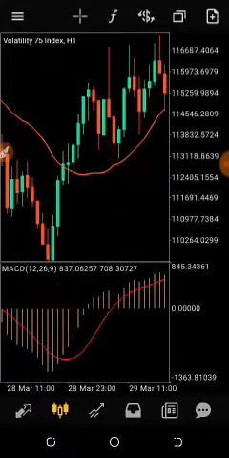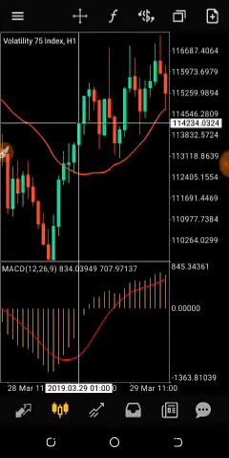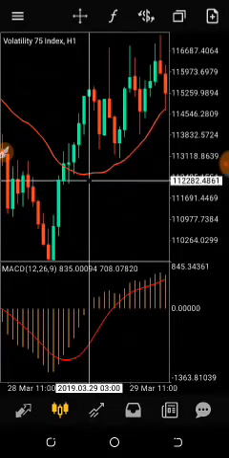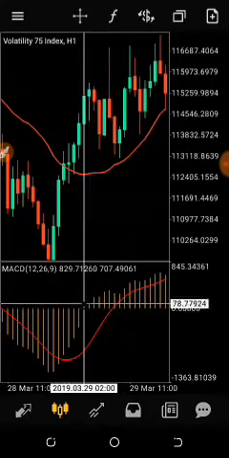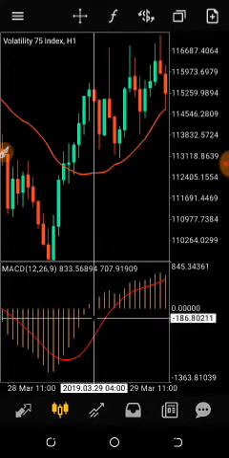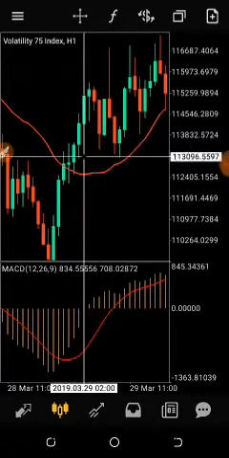If we had entered the markets, we would have sold all, and from here we would have bought. Price cuts above the 20 moving average and starts trending above the 0 MACD line. The histogram also starts trending above the 0 MACD line, so we take a buy trade.